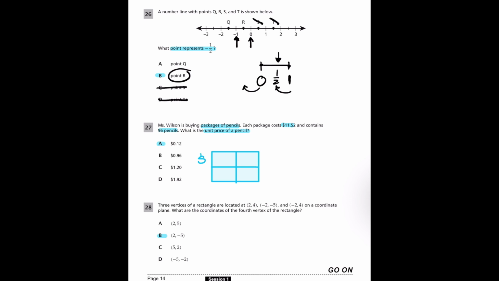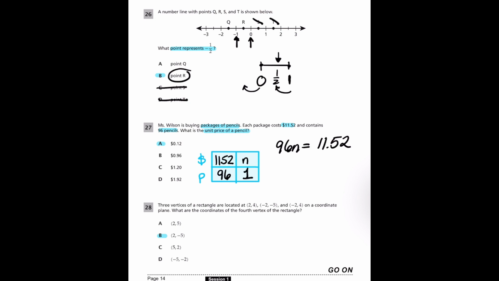Okay. Price, pencil. All right, so I know that the price is $11.52 for 96 pencils. I want to know how much one pencil costs. So I'm going to put N there. We're going to cross multiply to make an equation. So over here we have 96 times the number is equal to 1152 times 1, or 1152. You can rewrite this. 96 times a number equals 1152.